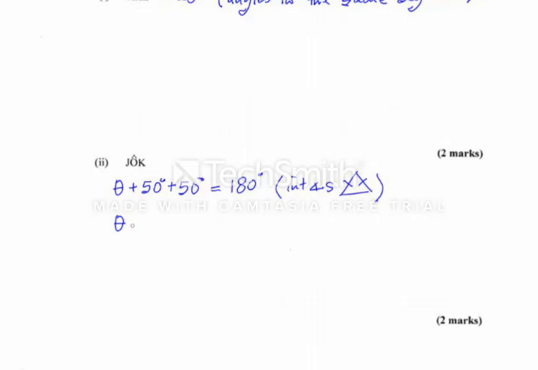So theta is actually equal to 180 minus 100 degrees. So theta, which is angle JOK, is equal to 80 degrees. Angle JOK is equal to 80 degrees. All right.